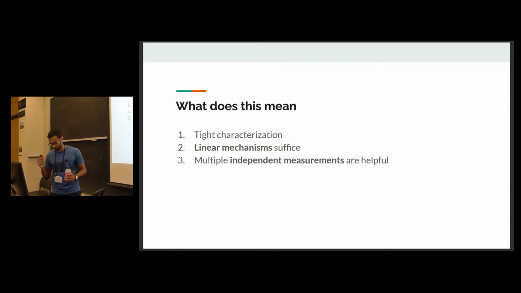Now the qualitative thing that's interesting about this, which I keep coming back to, is that multiple independent measurements are actually helpful. Right? It was helpful that I could measure whether a student had studied through both their homework score and their test score. That was what enabled me to do anything in this setting.